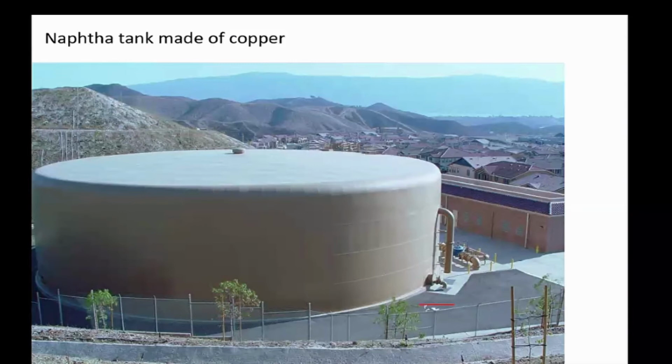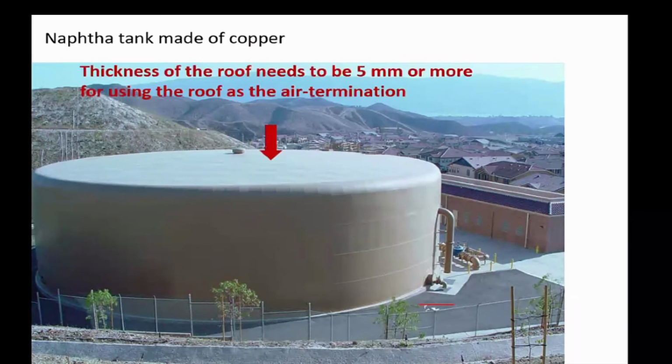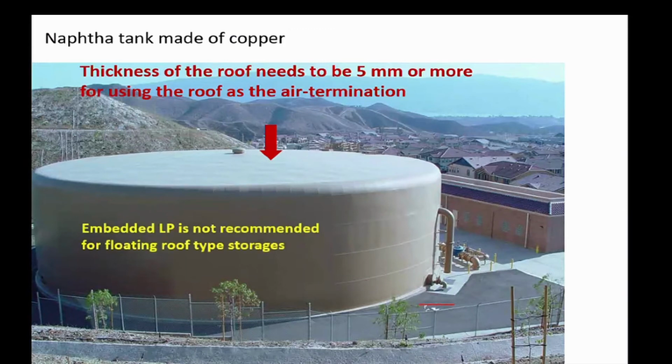tanks. And if it is a fixed roof, and if you can ensure that there are no fumes escaping from this tank, you can use it itself as the air termination if the thickness of the material is more than 4 millimeters, more than the specified thickness of the material. And embedded LP is not recommended for floating roof type storage. Keep that in mind. I am emphasizing it.